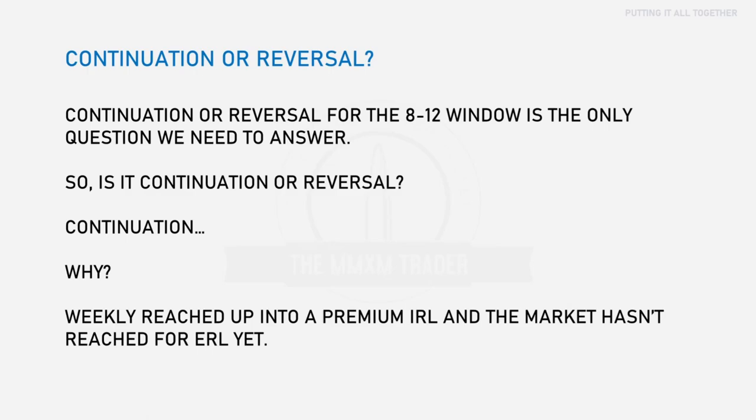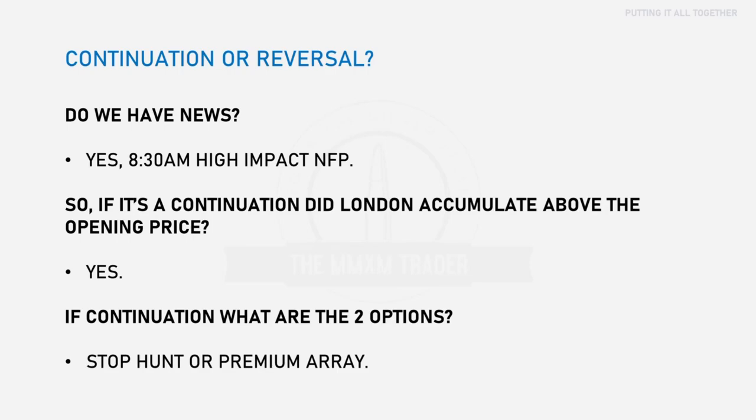So continuation or reversal. Why is it continuation? The weekly reached up into a premium internal range liquidity, that fair value gap, and we could see it draw lower later, and the market hasn't reached for that external range liquidity yet. So this is the why for a continuation. Do we have news? Yes, we have 8:30 a.m. high impact news, NFP. If it's continuation, did London accumulate above opening price? Yes, it did, as we outlined earlier. And if it's continuation, what are the two options? We either have a stop hunt or we hit a premium array.